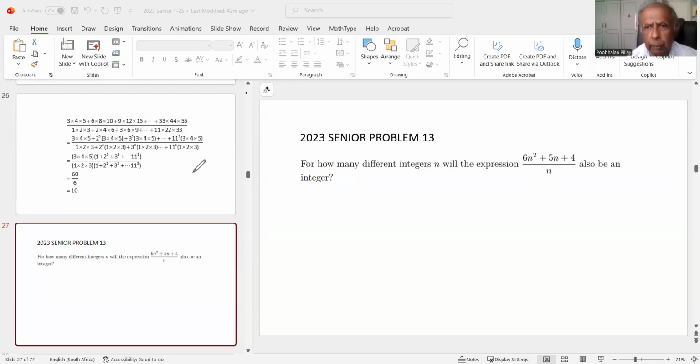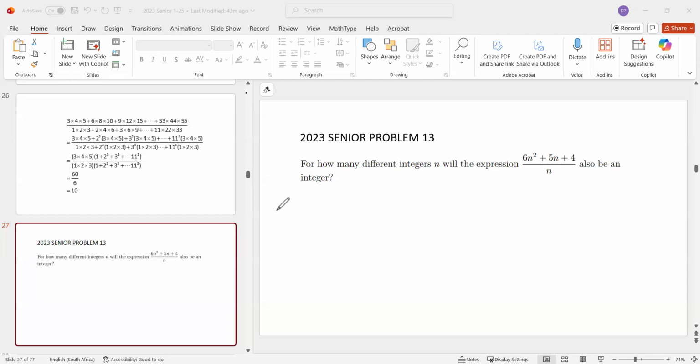Let's move on to problem number 13. Problem 13 states the following. For how many different integers n will the expression (6n squared plus 5n plus 4) divided by n also be an integer? Now, this is a fraction. And the question is, when is a fraction an integer?